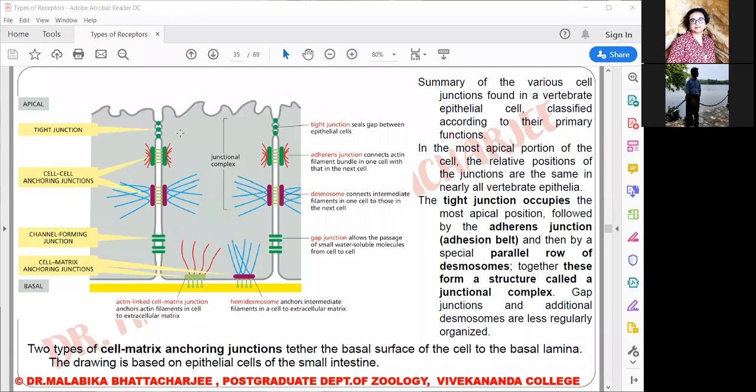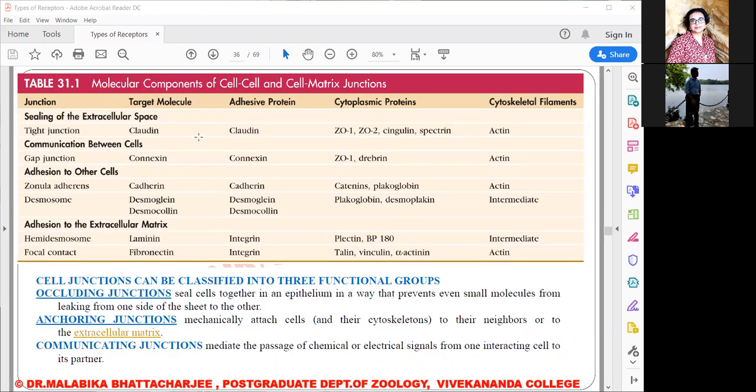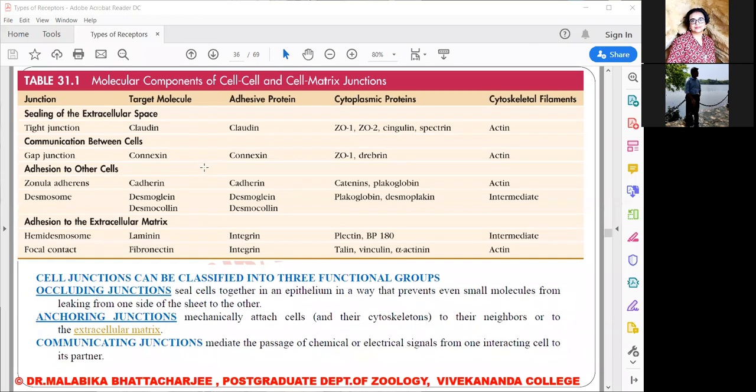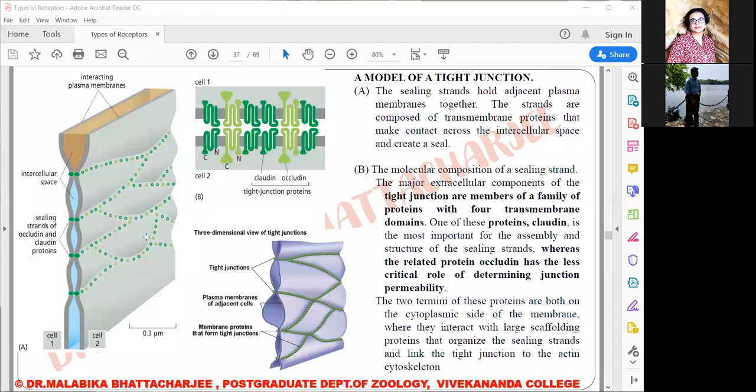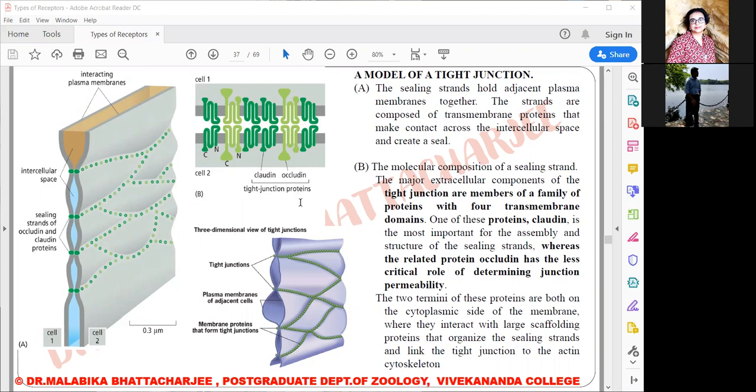So tight junctions, what they do, they prevent the diffusion of molecules between cells in the apical side, in the apical region of the cell. So that is another important function of tight junctions. They localize the diffusion between cells in the basal region of a cell. So that's basically one of the major functions of tight junctions. I would like to show you a picture on that.